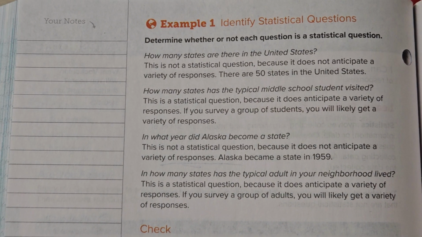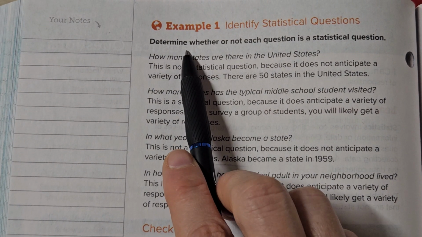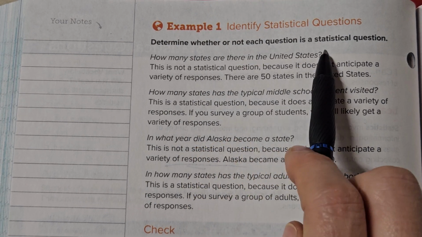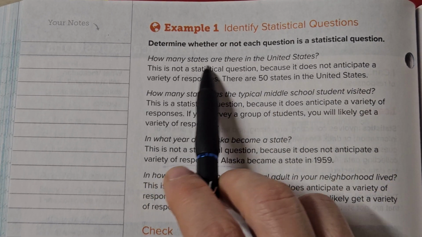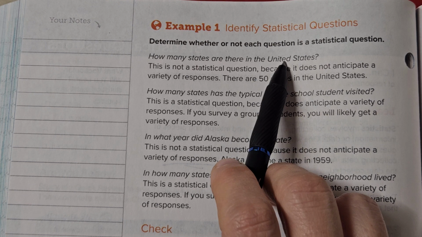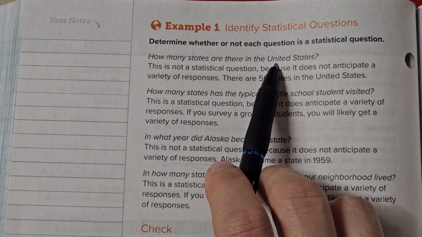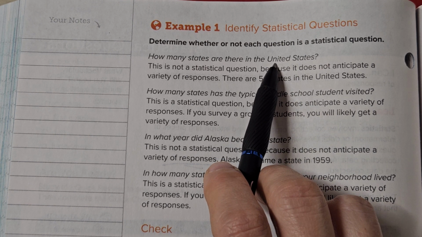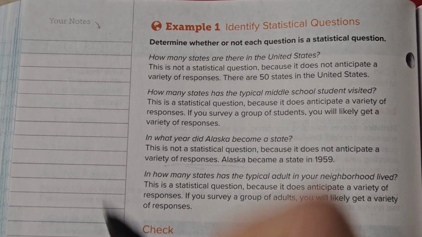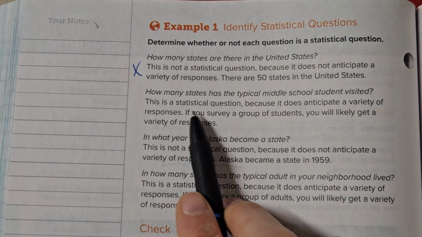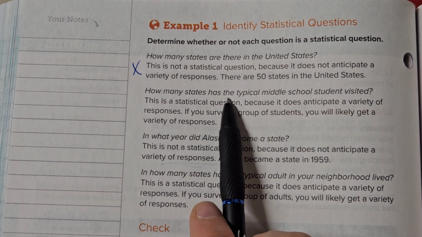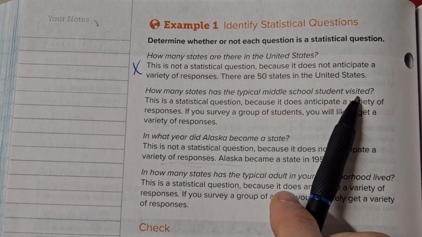So there's going to be a lot of words in this lesson. So first we need to determine whether or not each question is statistical. How many states are there in the United States? Well, is that a singular answer or can we have varied answer? Singular. There's 50 states. Not statistical. How many states has the typical middle school student visited?